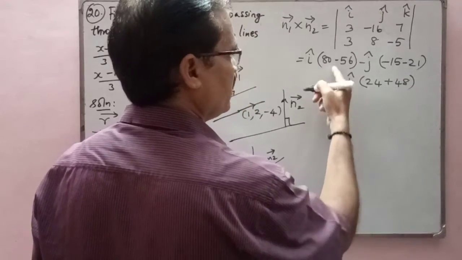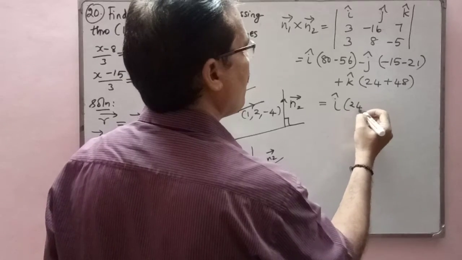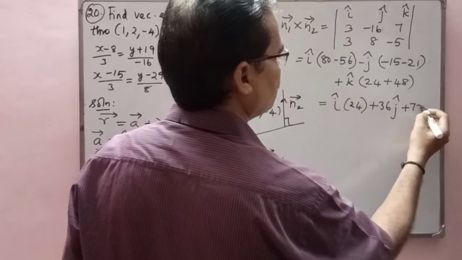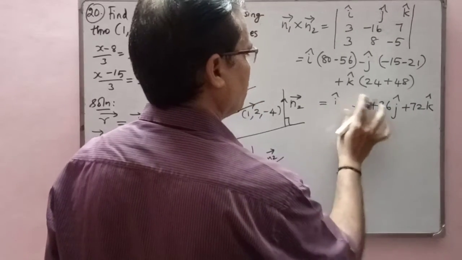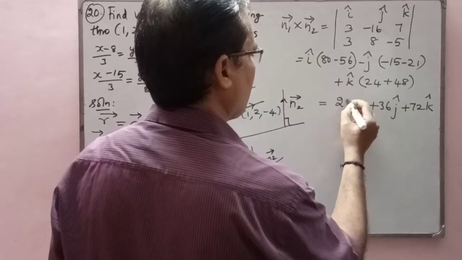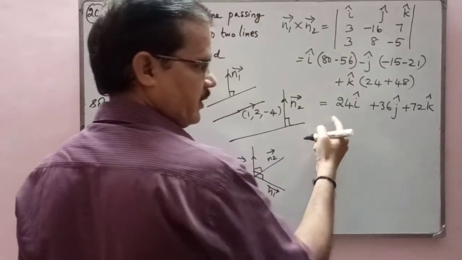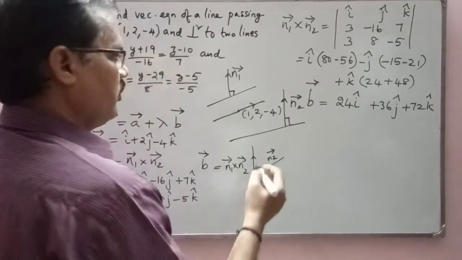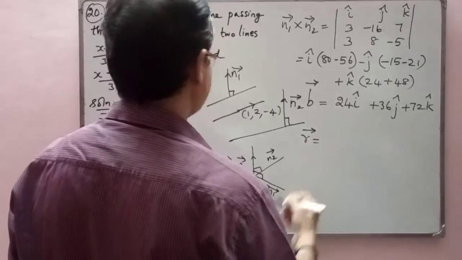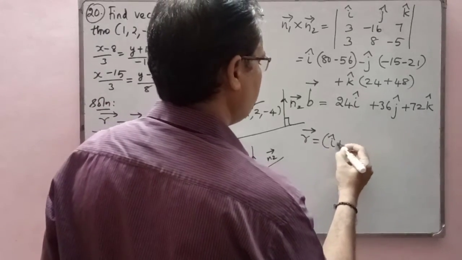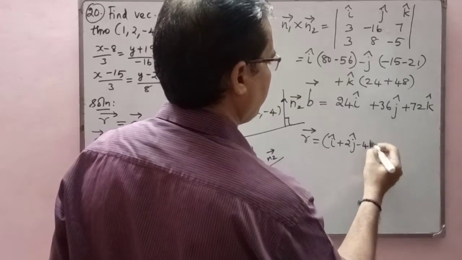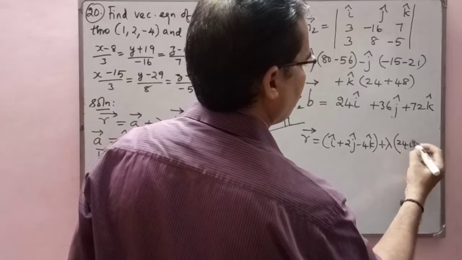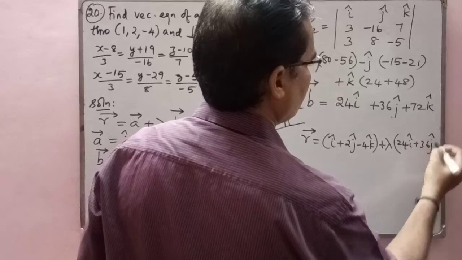Here we can see it's 24i, minus minus 36 is plus 36j, plus 72k. So we'll write it as 24i plus 36j plus 72k. So this is your b vector. So now you got the point as well as the direction. So you can go for the equation of the straight line: i plus 2j minus 4k plus lambda into this vector 24i plus 36j plus 72k.